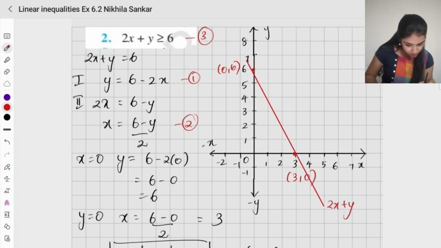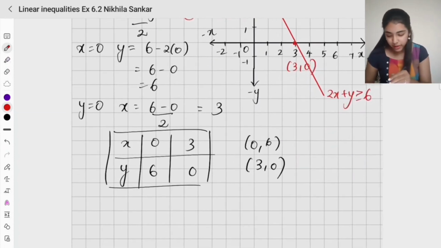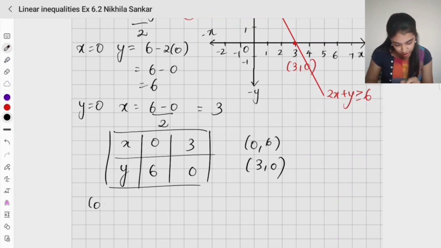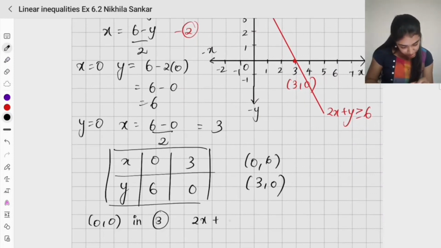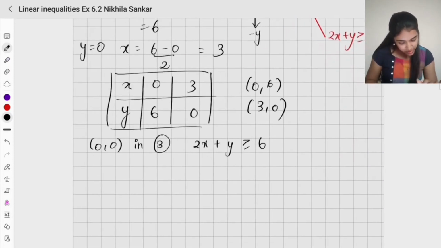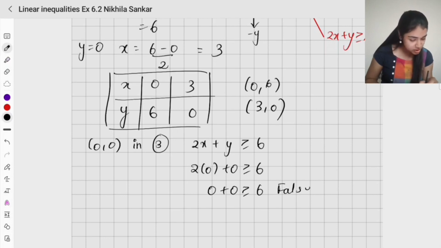2x plus y greater than or equal to 6. Now we check whether it is the upper half plane or lower half plane. So I'm going to substitute 0, 0 in 3 which is 2x plus y greater than or equal to 6. When I substitute 0, 0, I'll have 2 times 0 plus 0 greater than or equal to 6. 0 plus 0 greater than or equal to 6 which is false. 0 is not greater than 6. So 0, 0 is not included.